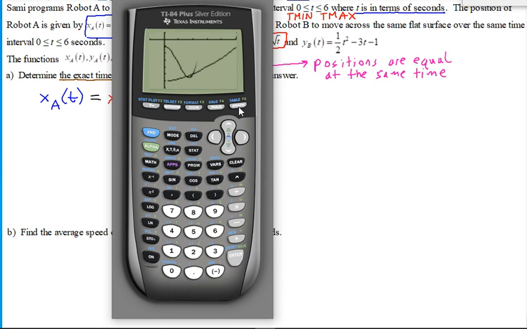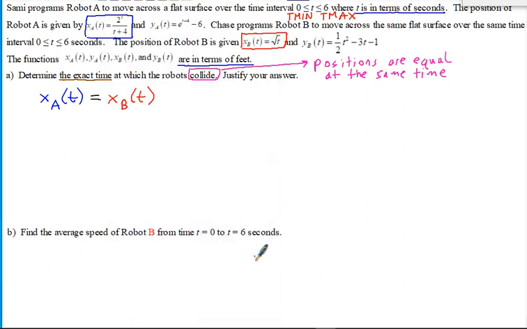So there's robot A, there's robot B. So you can see there are, it looks like, a couple places where they do have the same position. The only thing we don't know for sure is, does that occur at the same time or not? So let's go ahead and enter these in the Inspire, and then I'll show you how to solve this with your graphing calculator.